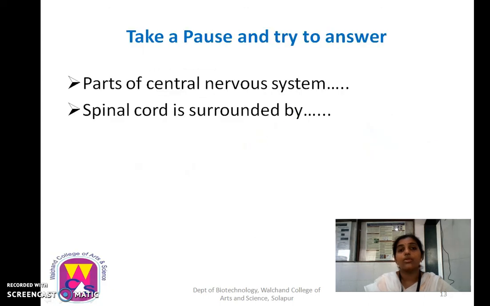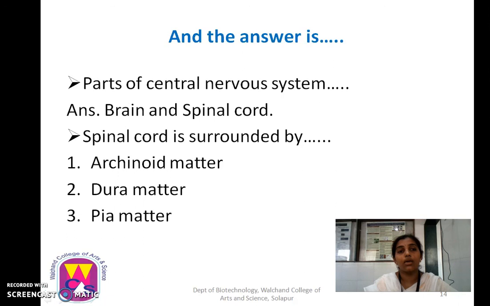So, students, take a pause and try to answer: what are the parts of the nervous system, and what are the layers surrounding the spinal cord? So here is the answer. The parts of the central nervous system are the brain and the spinal cord. And the spinal cord is surrounded by three layers, the arachnoid mater, dura mater, and pia mater, which together are involved in protection and giving nutrition to the spinal cord.